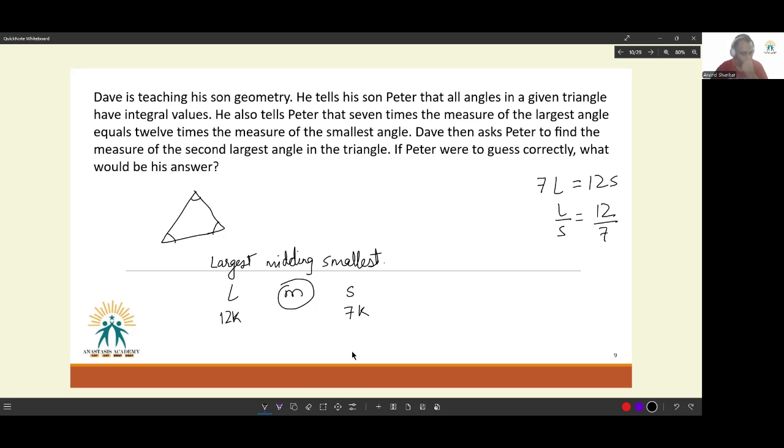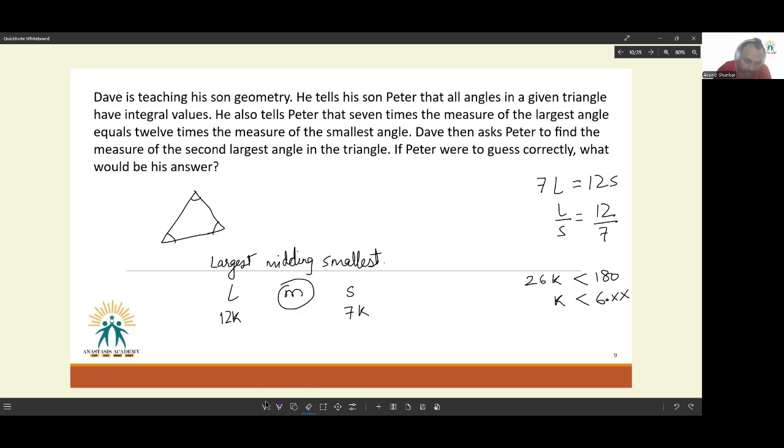Pure algebra wise, hopefully you can see this middling angle can be 7K. Can it be 7K? No, it has to be more than 7K. If it were 7K, we would not reach 180. If the middling angle were 7K, it would be 12 plus 7 plus 7, 26K, which is less than 180, or K is less than 6 point something something.